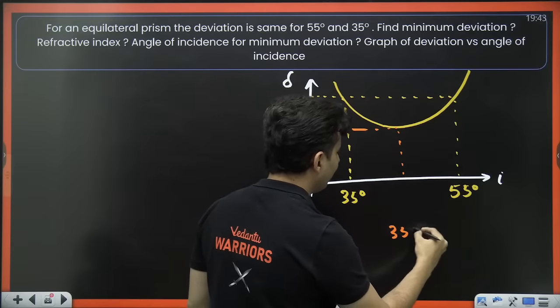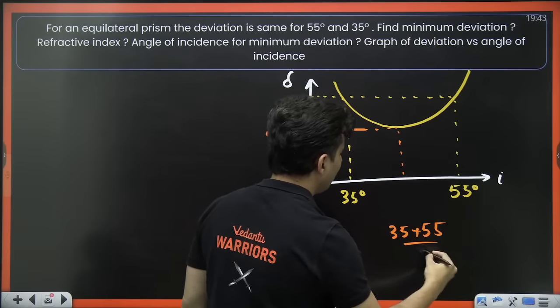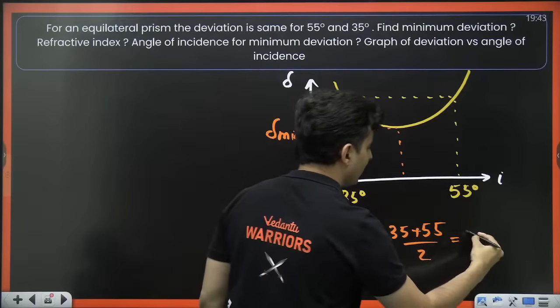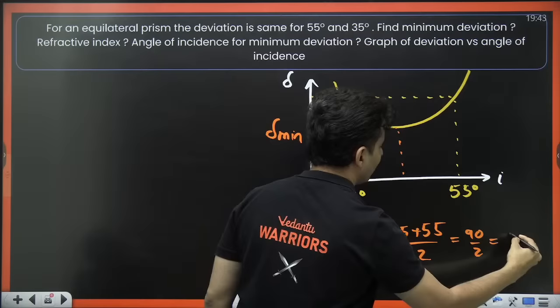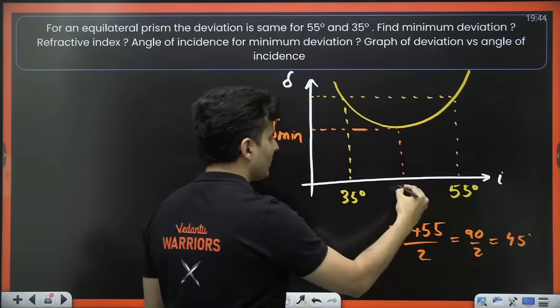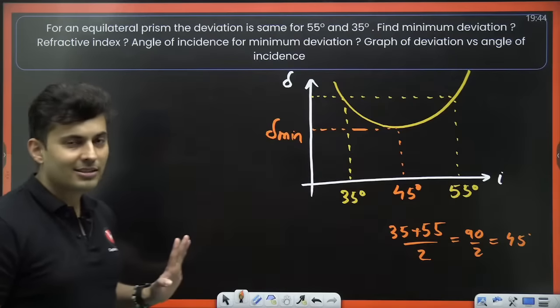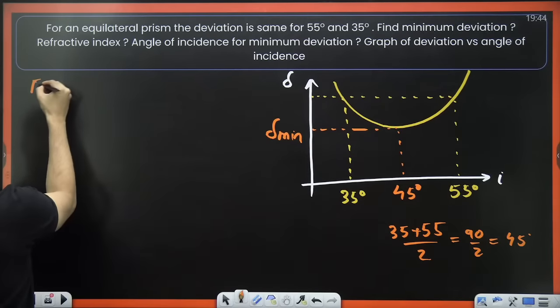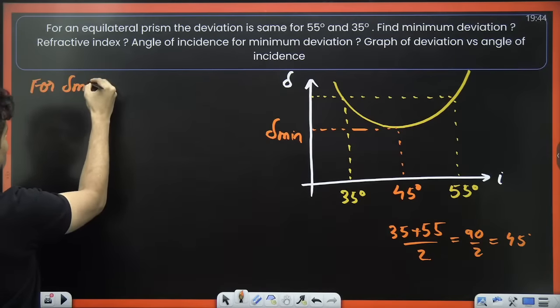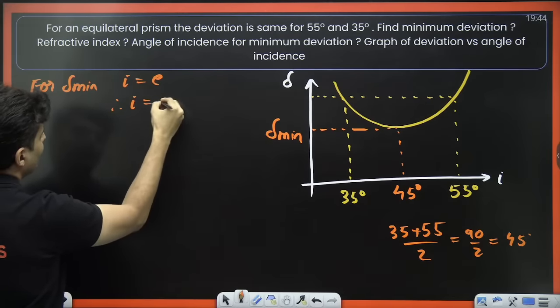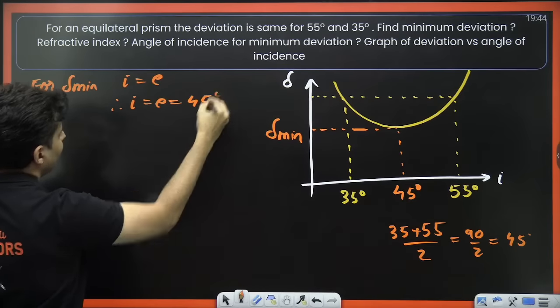It will be 35 plus 55 divided by 2, which is nothing but 90 by 2, which is nothing but 45 degrees. So this will be 45 degrees. That is the angle of incidence. And for minimum deviation, we know I is equal to E. Therefore, I is equal to E is equal to 45 degrees.